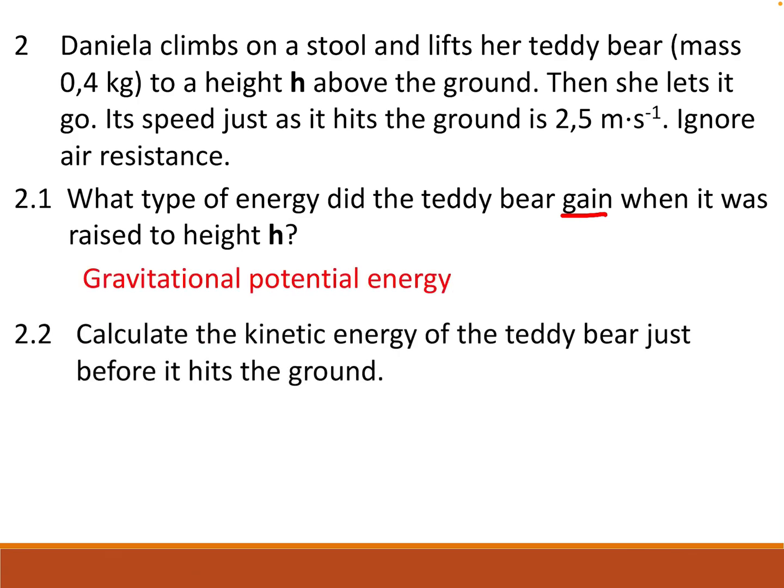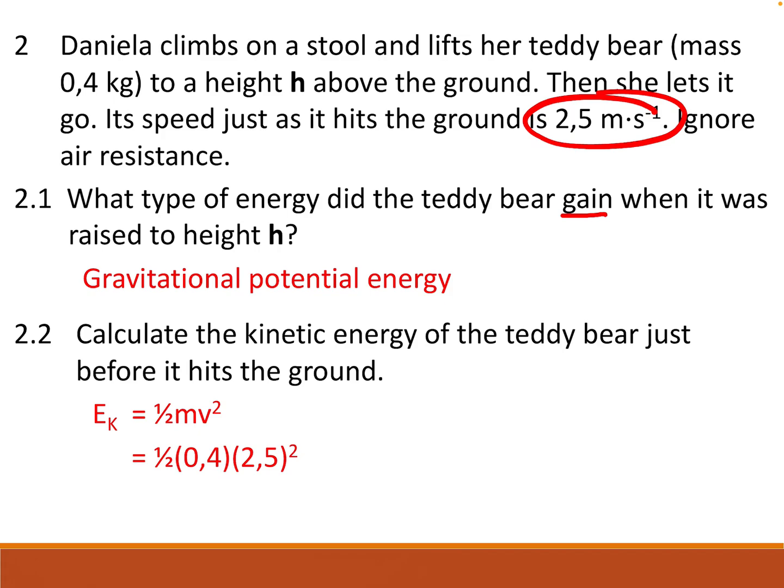They then ask you to calculate the kinetic energy of the teddy bear just before it hits the ground. But before it hits the ground, it's going at 2.5. So EK equals a half mv squared. So it's a half times 0.4 times 2.5 squared, 1.25 joules. We're good.